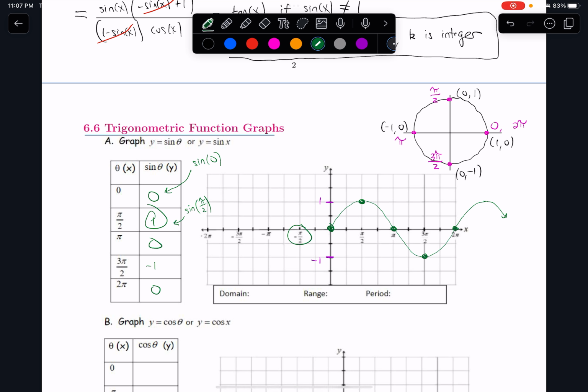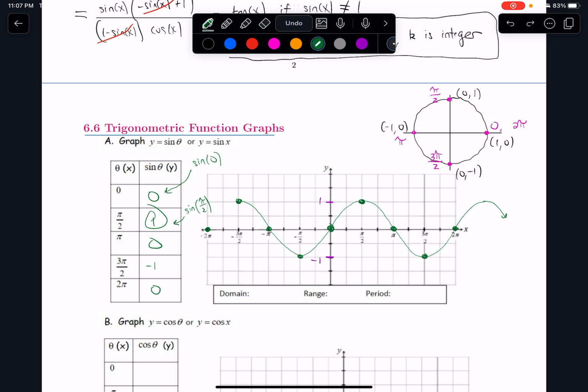So when x is negative pi over 2, when my angle is negative pi over 2, the y value is negative 1. At negative pi, the y value is 0. At negative 3 pi over 2, it turns out we come back up to 1. And then at negative 2 pi, the y value is 0. So continuing that graph, it goes down here, then it comes back up to my x-axis, then it rises to this high point, then it starts to drop.